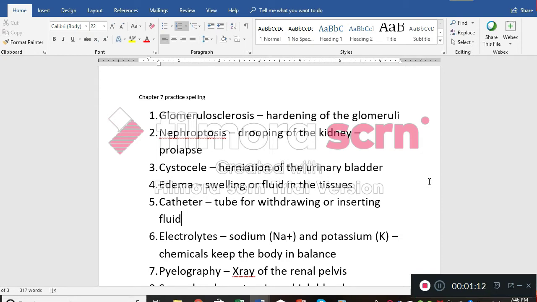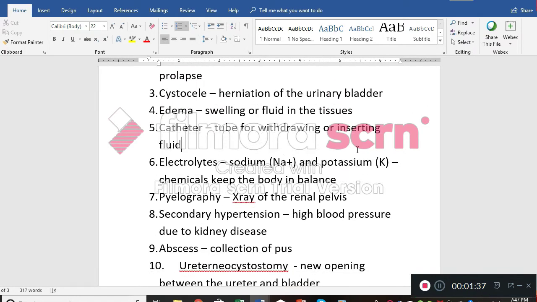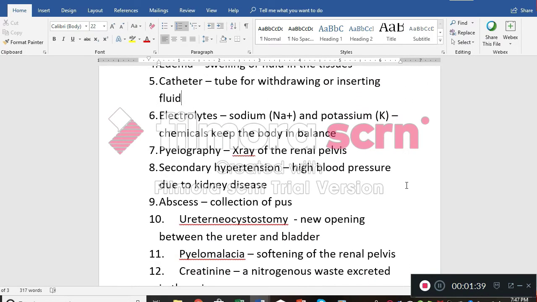Edema means swelling or fluid in the tissues. It's what happens when we start to see failure in the kidneys and in the heart. A lot of the fluid in the body, instead of being pumped back through, actually just settles in your ankles and feet. So we see this edema or this swelling. A catheter is a tube for withdrawing or inserting fluids. Electrolytes are chemicals that keep the body in balance.